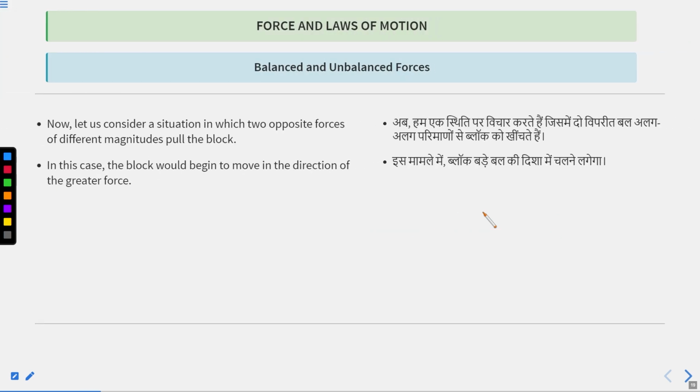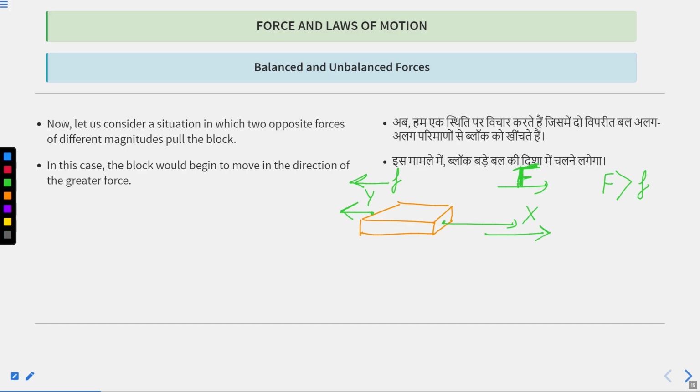Now let's consider another situation. The same block, and these are the two strings. Still we are pulling this block in two opposite directions, but let's assume that this force F is greater than this force f. So this object will go in this direction.